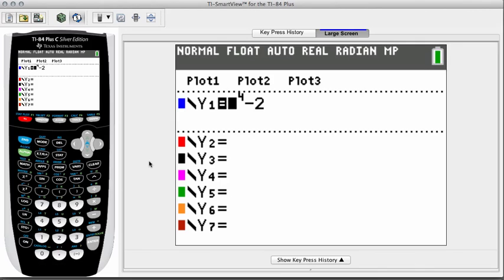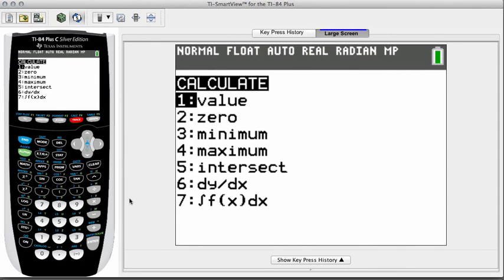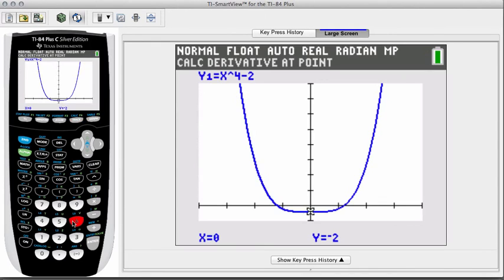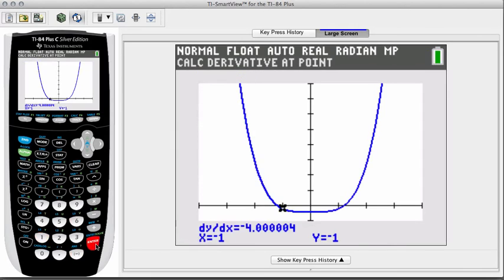So I have entered in y1, x to the fourth minus 2, and I admit I already played with the graph a little bit to get a nice one for us. So these you can really check very easily by using your calculator's built-in functions. If you do second trace and that number 6, dy dx, let's do the first one, negative 1. Remember we got negative 4 for our derivative, and there it is.